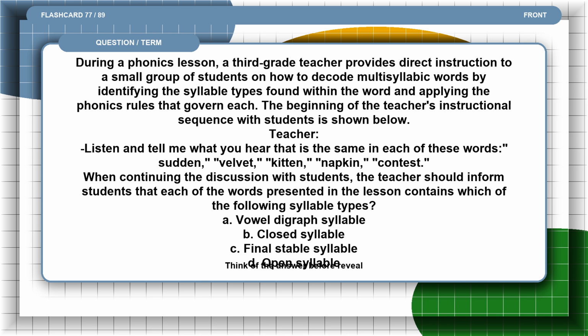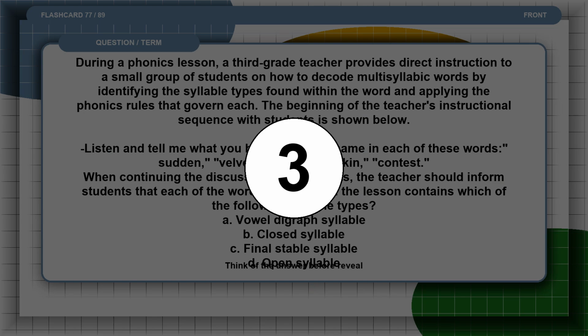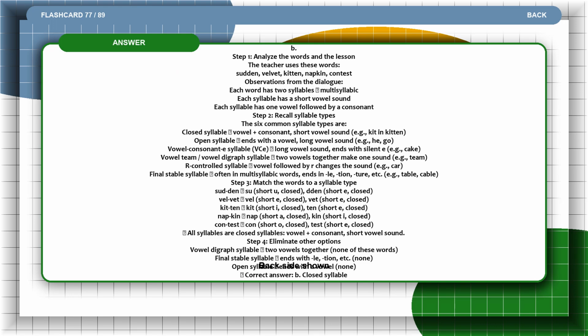Pause and think of the answer before the reveal. The answer is B. Step 1. Analyze the words and the lesson. The teacher uses these words: sudden, velvet, kitten, napkin, contest. Observations from the dialogue: each word has 2 syllables, so they are multisyllabic. Each syllable has a short vowel sound. Each syllable has 1 vowel followed by a consonant. Step 2. Recall syllable types.